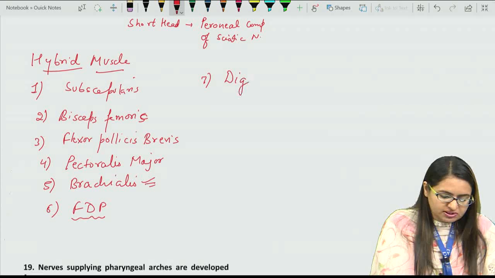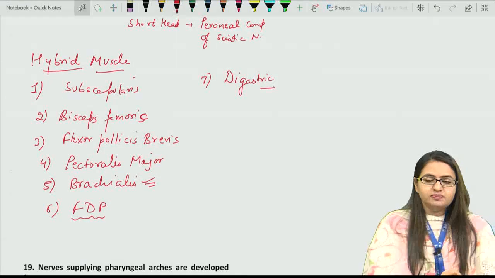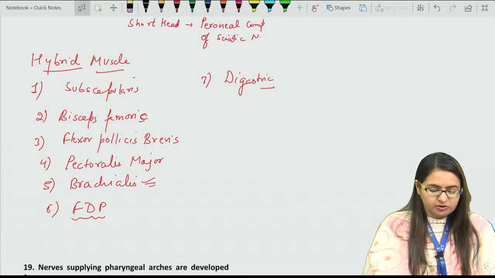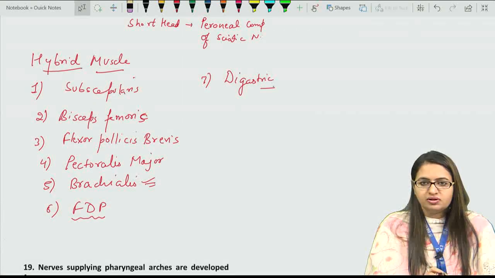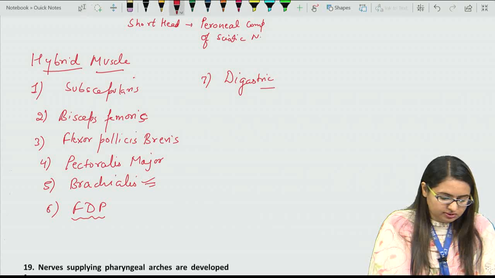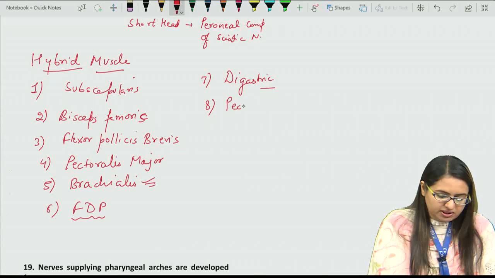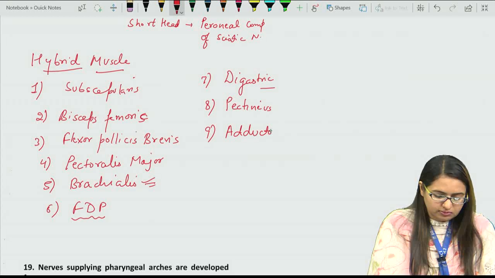Then we have the digastric muscle. The digastric muscle has an anterior belly and a posterior belly. The anterior belly is supplied by the mandibular nerve and the posterior belly is supplied by the facial nerve. Apart from this, the pectineus muscle is there and the adductor magnus also.